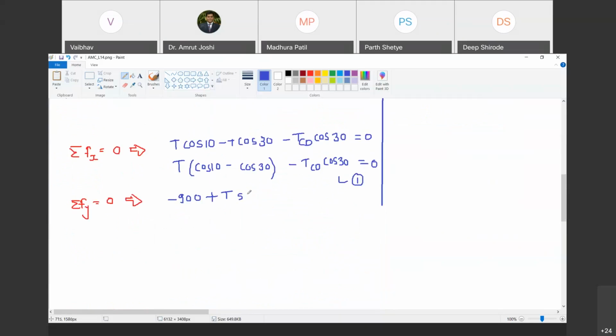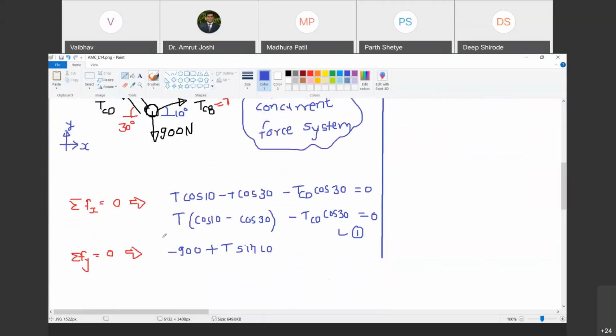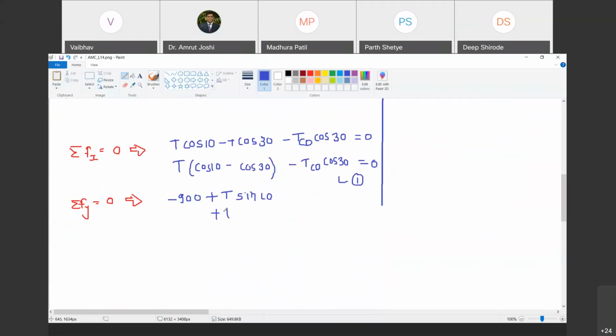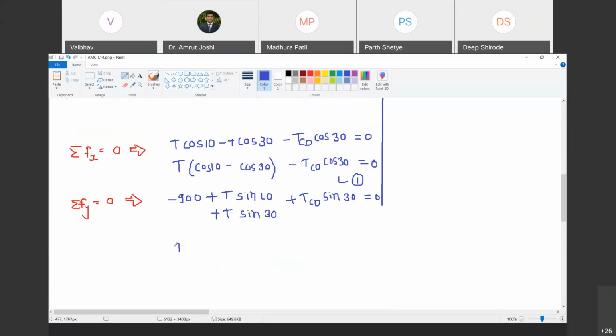T sin 10. What is the component of this TAC? Sir, T sin 30. Yes, plus T sin 30. And what is the component of TCD? Plus TCD sin 30. Great. This has to be equal to 0. This is equation number 2. Now let us rearrange this equation. So can I write T common in a bracket, sin 10 plus sin 30?